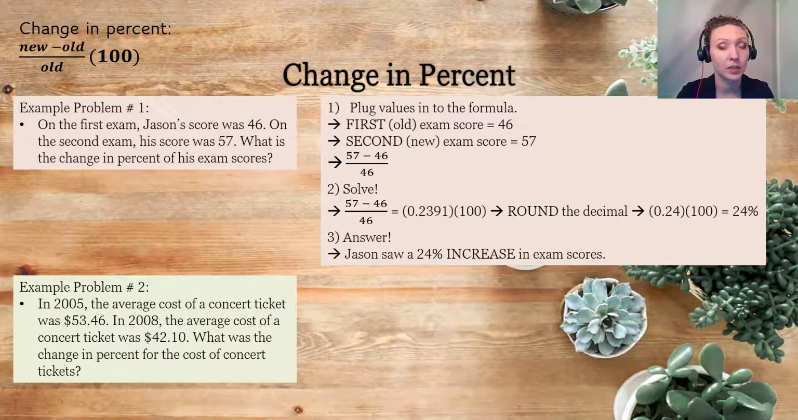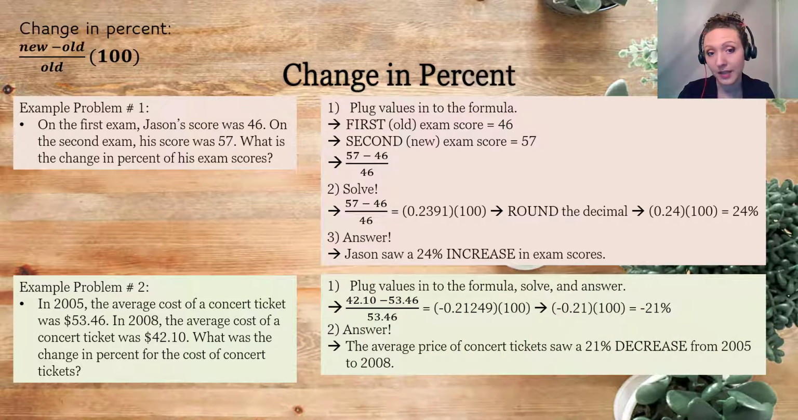So our next problem looks at a negative, so that looks at a decrease in percent. So for example problem number 2, in 2005, the average cost of a concert ticket was $53.46. In 2008, the average cost of a concert ticket was $42.10. What was the change in percent for the cost of concert tickets?